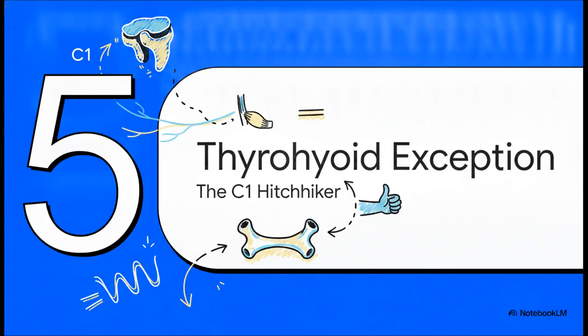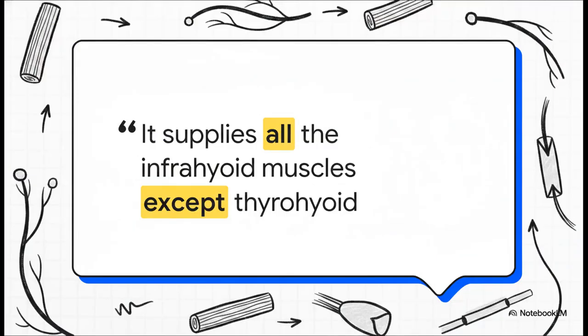Which leads us to part 5, the thyrohyoid exception. You know, for every structural rule in anatomy, there is almost always a fascinating exception. And this one is a classic medical education trap. Look at this quote directly from Vishram Singh's text. It supplies all the infrahyoid muscles except thyrohyoid, which is supplied by nerve to thyrohyoid from hypoglossal nerve. Did you catch that? The Ansa cervicalis supplies all the infrahyoid muscles except the thyrohyoid.